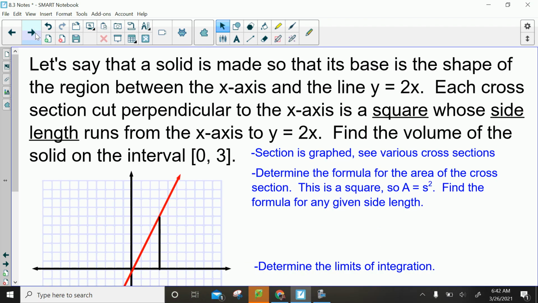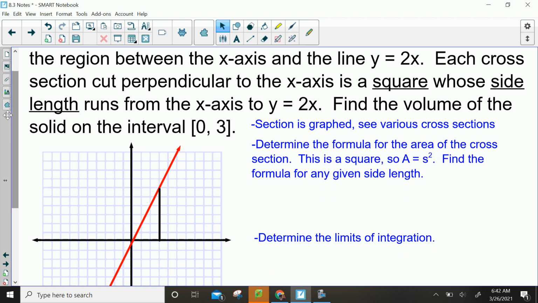So let's say that there is a solid made so its base is the shape of a region between the x-axis and the line y equals 2x. Each cross section cut perpendicular to the x-axis is a square whose side lengths run from the x-axis to y equals 2x. We are finding the volume of that solid on the integral from 0 to 3. So this is the section graph. We're looking at this. That's the base.